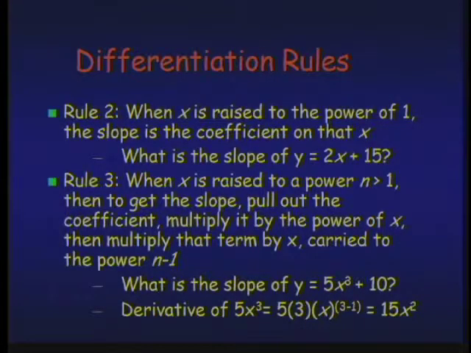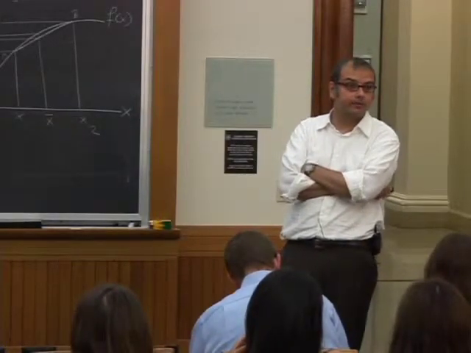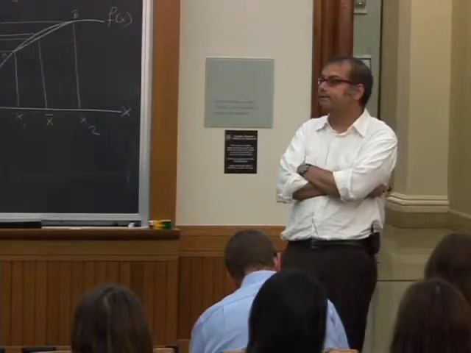Okay, so another rule: when x is raised to the power of 1, then the slope is just the coefficient on that x. So if y is equal to 2x, the slope of 2x is just 2. And what's the slope of 15? 0. So the slope of 2x plus 15 is 2 plus 0. Okay?